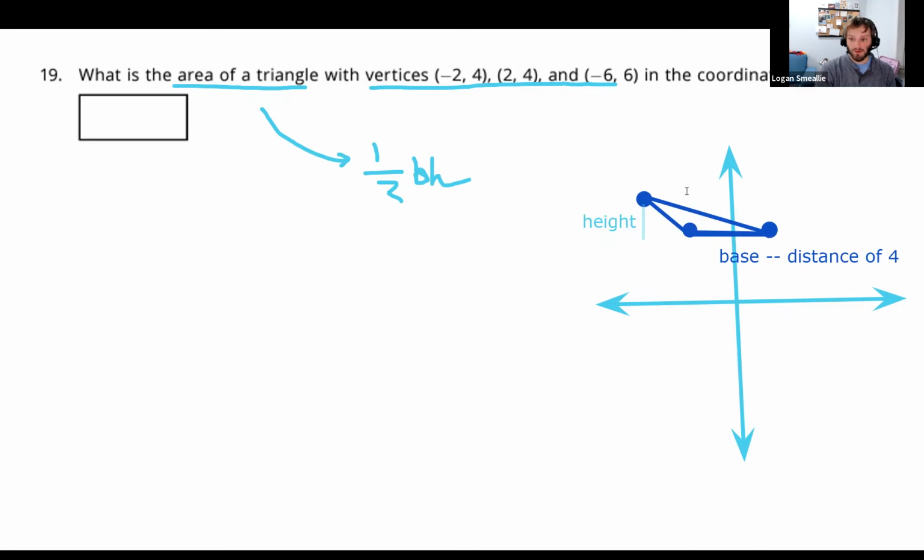But since I know that this is -2, 4, and I know that this is -6, 6, I know that this has got to be 2, a vertical distance of 2. So I would have 1/2 times my base was that 4 times my height was that 2. And it would be 1/2 times 4 times 2, or just 4. So 4 would be our area.